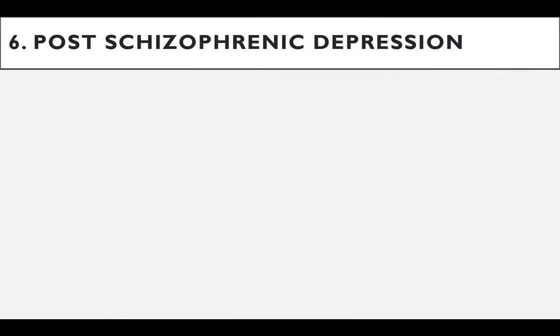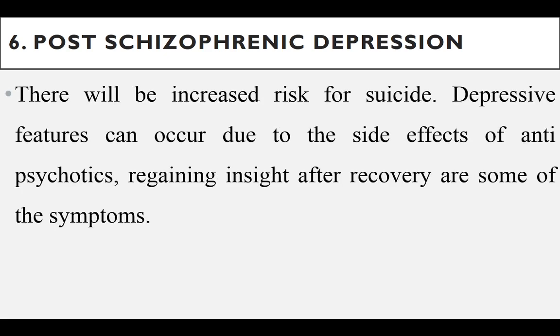Now, post-schizophrenic depression. There will be increased risk for suicide. Now, why is depression involved? If you recall, the dopaminergic pathway and the serotonin pathway are very closely related. So if there are disturbances, definitely the serotonin pathway also gets disturbed, right? And then the affect, the thought alienation is there, right? So there will be increased risk for suicide. Depressive features occur due to the side effects of antipsychotics. Regaining insight after recovery are some of the symptoms.